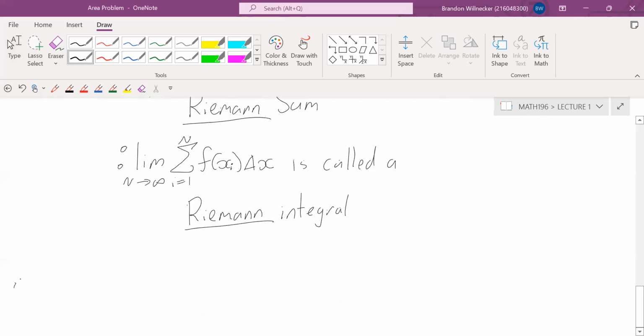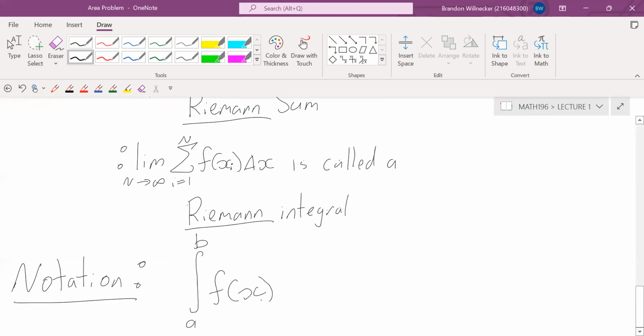Okay, and then just a bit of notation. Instead of writing this limit and sum all the time, we replace this with a little bit of notation. We draw this curly S shape, the S standing for sum, because it's a sum. We put an a at the bottom to show that that is the start of the interval. We put a b at the top to show that that's the end of the interval. Then we put the function in the middle, and we write dx.